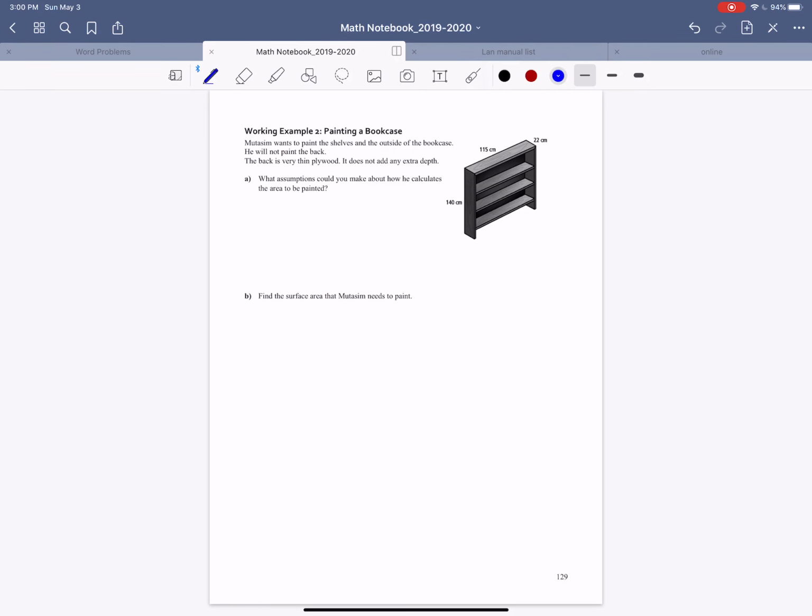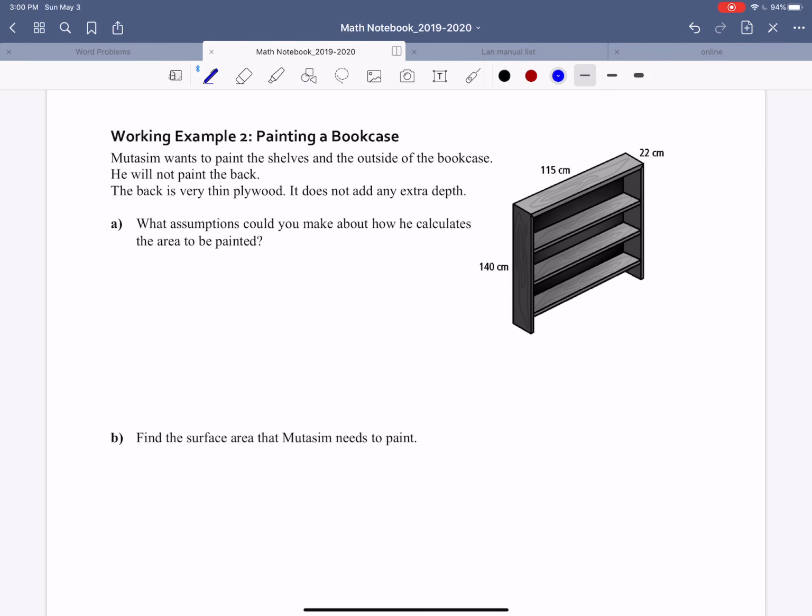Okay, painting a bookcase. Ooh, that's a hard one. Okay, that's not actually hard, but you need to think about it a little bit. So Potassium wants to paint the shelves and the outside of the bookcase. So I'm going to highlight the part he wants to paint. So this part he wants to paint, the shelves, okay, and this one here, the outside of the bookcase.